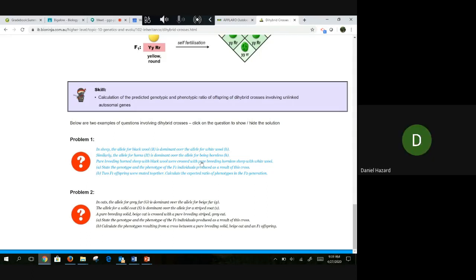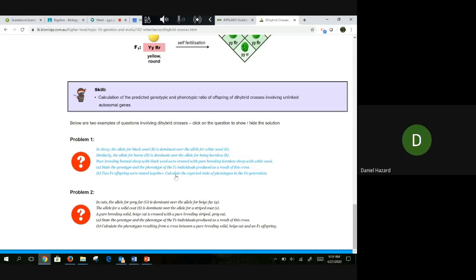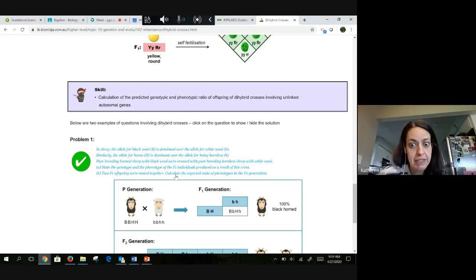Wait, so the difference of finding a genotype versus a phenotype is what? Genotype is the letters, it's the alleles. Phenotype is the physical appearance. Oh, it's just the way that you say it once you get the actual answer. Yep, exactly. Okay, let's look at this.